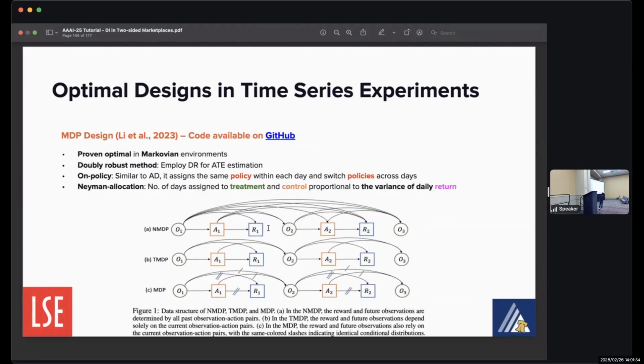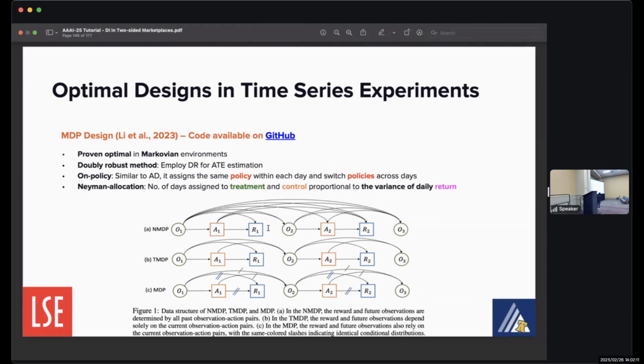And next, let me briefly give you a review of some recently developed optimal designs. All of them are designed for the time series setting, for time series experiments. Okay? So the first one corresponds to the MDP design, and there's code available. We will post the slides, so you should be able to have access to these GitHub links. This design can be shown to be optimal in Markovian environments.